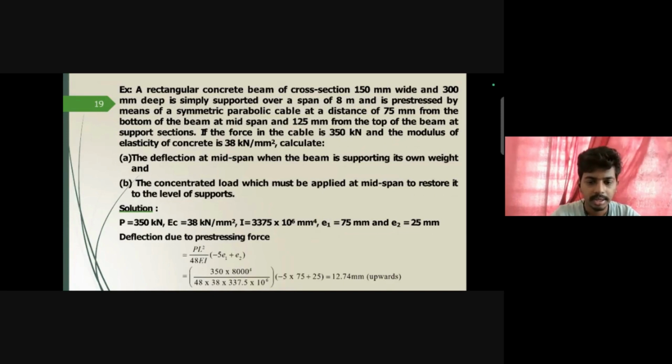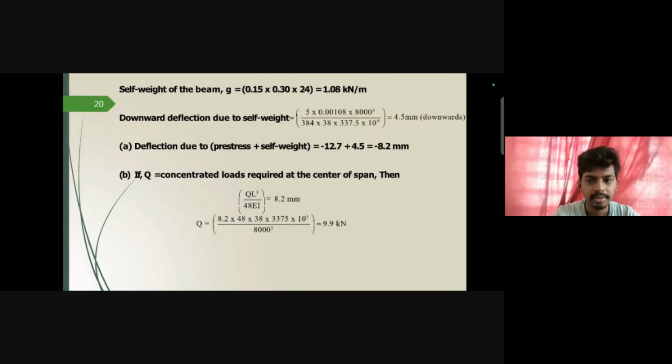Now these are the given things, and then the deflection due to pre-stressing force. We saw the formula over there: PL squared by 48 EI into (-5e1 + e2). Substituting the values, we get 12.74 mm, which acts upwards. Now the self weight, which acts downwards, where g is equal to 0.15 into 0.30 into 24, which is equal to 1.08 kN per meter. So the downward deflection can be calculated using the formula 5 g L to the power 4 by 384 EI, which we get as 4.5 mm, acting downwards. So the deflection due to pre-stress and self weight, we should add, where the previous value will be negative. So minus 12.7 plus 4.5 is minus 8.2.